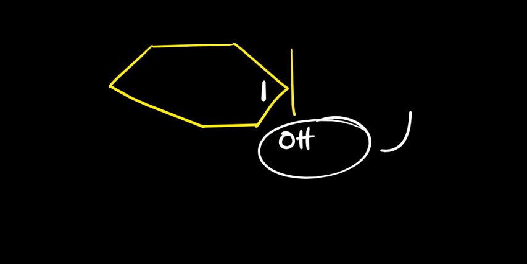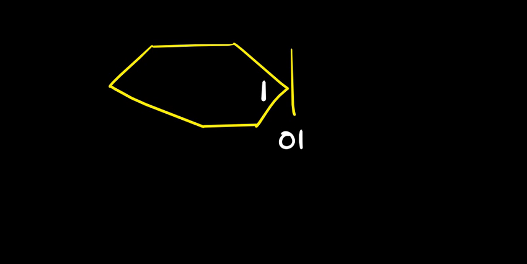Now what you should understand is that if your OH is up, it means something. Then if it is up, this is called beta. Okay, and this carbon is called the anomeric carbon. Now if your OH is down, this is called alpha. Okay, basically that's the difference.